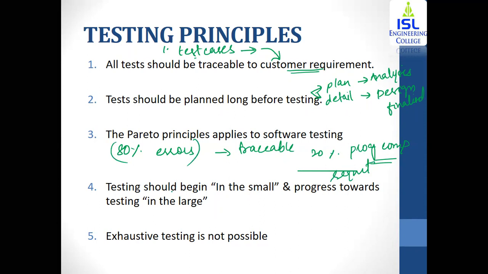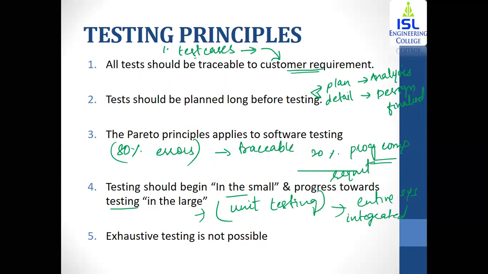The fourth principle is testing should begin in the small and progress towards testing in the large. Now in here, as we have seen, we're going to perform unit testing. That is, in the small, you're going to first test each and every component. Then later you're going to test the entire software. Testing the entire software means when all the components are integrated within the software, the entire system is going to be tested.